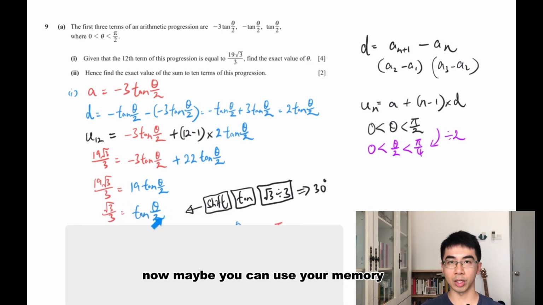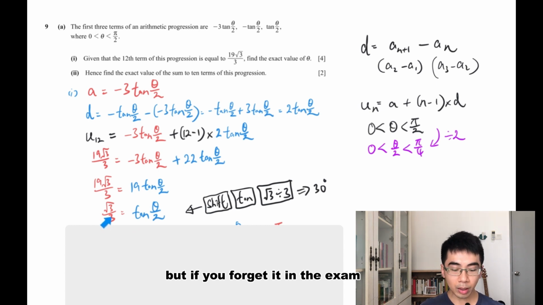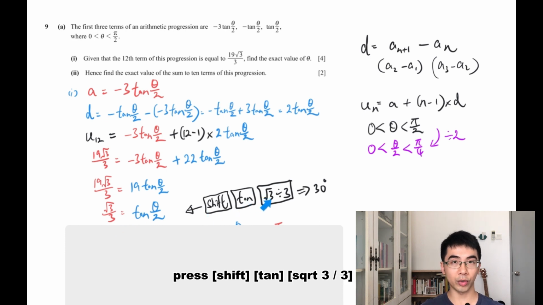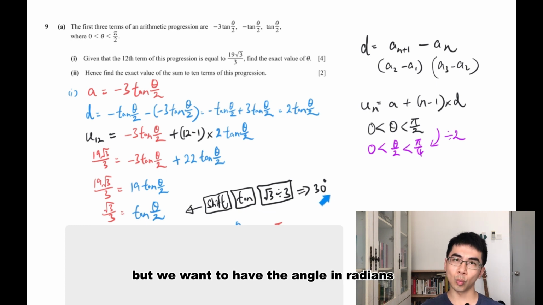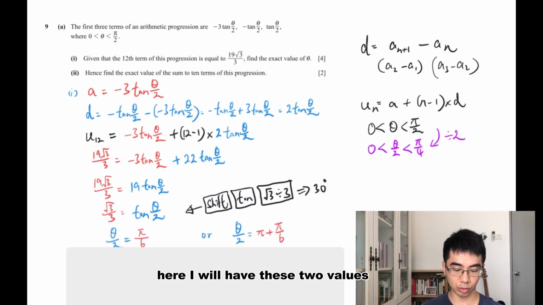And now maybe you can use your memory. Actually, tangent 30 degrees must be equal to this, square root 3 over 3. But if you forget it in the exam, maybe you can also use your calculator to press shift tangent square root 3 over 3, and you will have the answer 30 degrees. But we want to have radian units, so you need to change it back into pi over 6. So here I will have these two values.